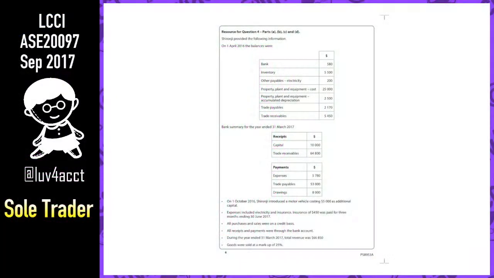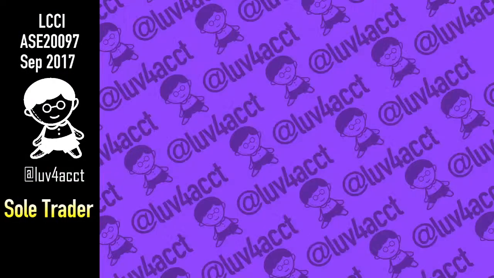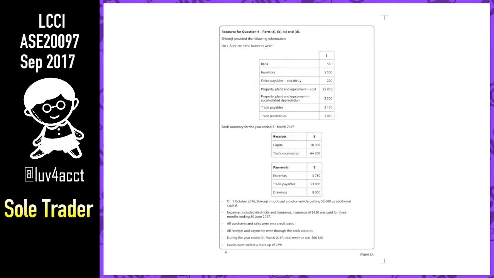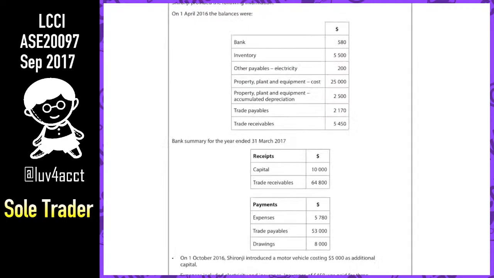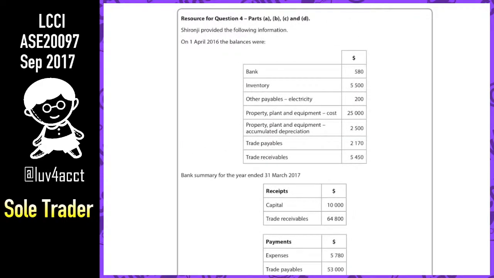Okay, let us go on with the next question. Question 4, single entry. Okay, let me refresh it first. Yes. So we have to calculate cost of sales, credit purchases, trade payables, trade receivables. Let's see what is given to us, cost of sales and purchases.